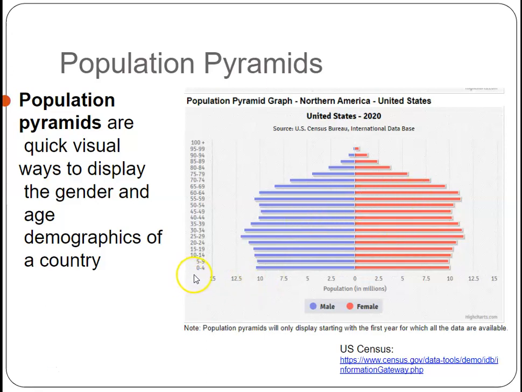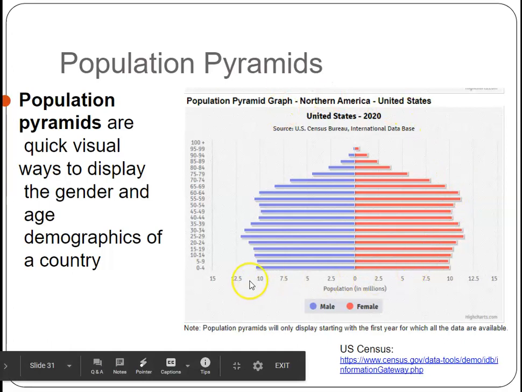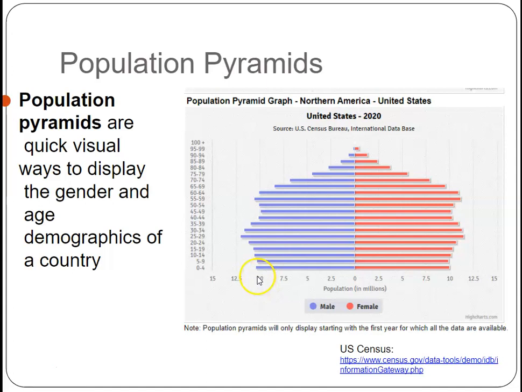And so this here is by age, okay? And this is your population. So if I look at the US in 2020, I have 10 million males between the ages of 0 and 4, and I have roughly 10 million females between the ages of 0 and 4. Conversely, I have, I don't know, 12 million males between the ages of 25 and 29 versus 12 million females between the ages of 25 and 29. Okay? Pretty even on both sides.